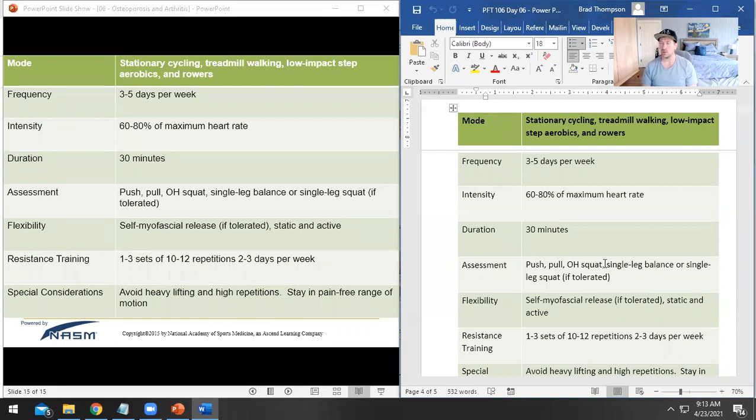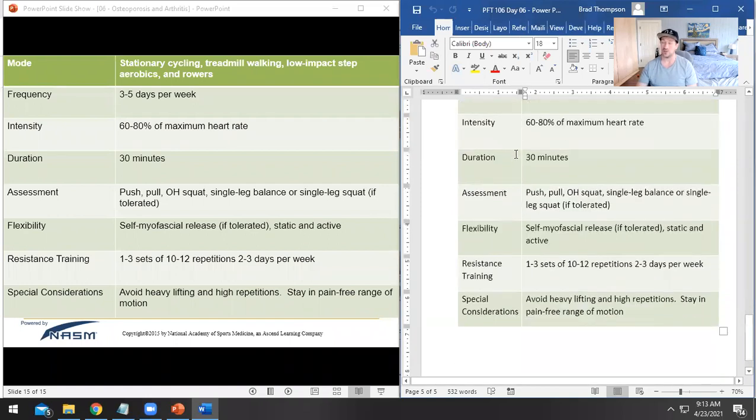Frequency, 3 to 5 days per week, pretty standard stuff here. You'll notice that we sometimes keep it a little bit low on the 3-day end. Again, if your client needs increased recovery time, because maybe the aches and pains, the inflammation associated with those joints, you're going to need to take it easy.